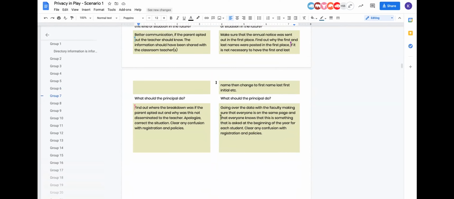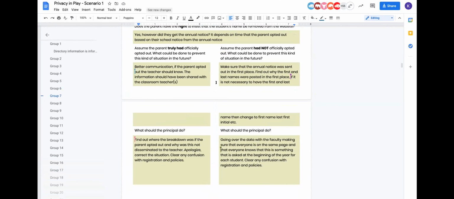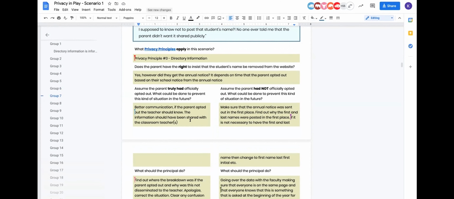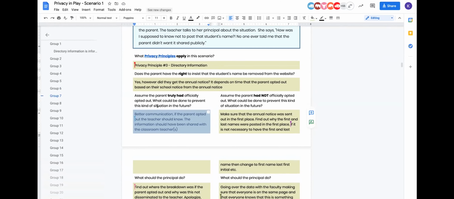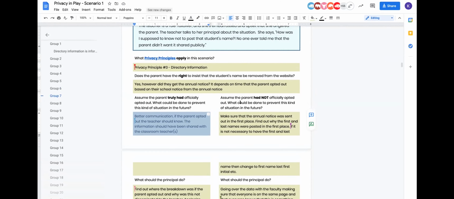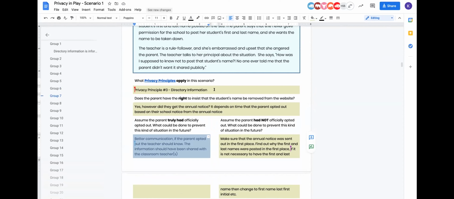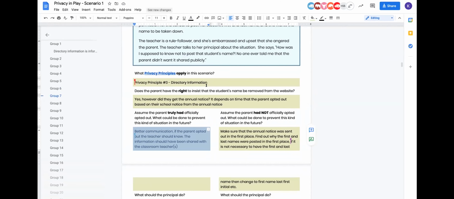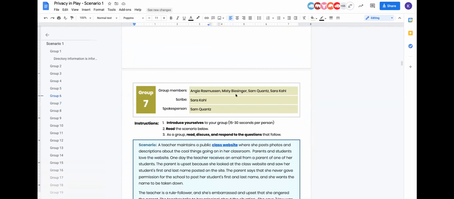So I was wondering if someone could, let's see. Yep, this is a big one that came up over and over again. What to do if the parent truly had opted out? No, you know what? I'm getting ahead of myself. Let's first talk about the privacy principle. A couple people that I read through said directory information. A few said parent rights.